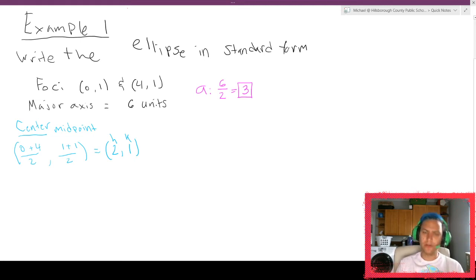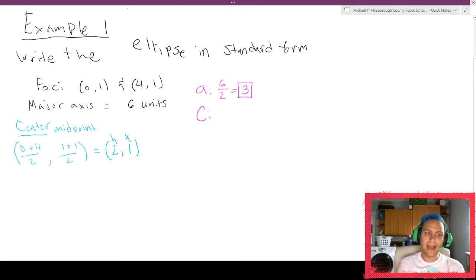We have to figure out whether it's going to be a horizontal or a vertical ellipse. We're getting there. Next, I want to figure out what I could do next, and the one I could do next is easily c. Remember, we said c is the distance from the foci to the center. I know the center is (2, 1). I know the foci are (0, 1) and (4, 1).